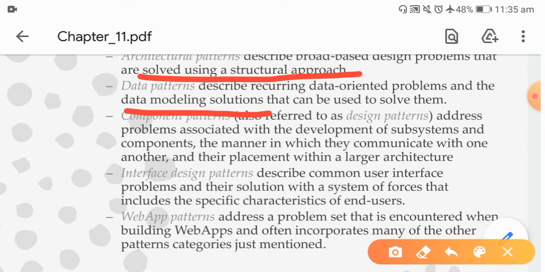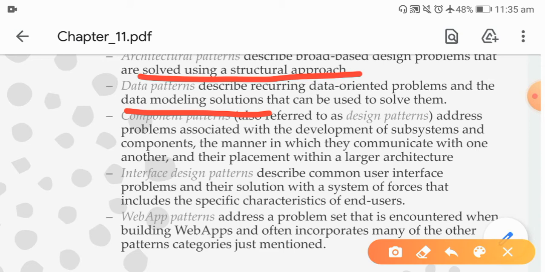Next one is the data patterns. Data patterns describe recurring data-oriented problems and the data modeling solutions that can be used to solve them. If we take the example of building a bank, what is required for your bank? The bank should be an authorized bank, with the IFSC code of your bank, the MICR code, its registration code, and its branch code. These are the data patterns, used by n number of banks.